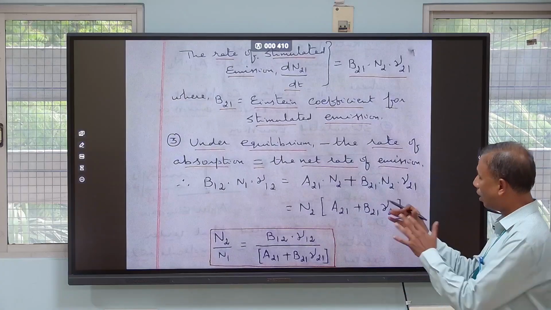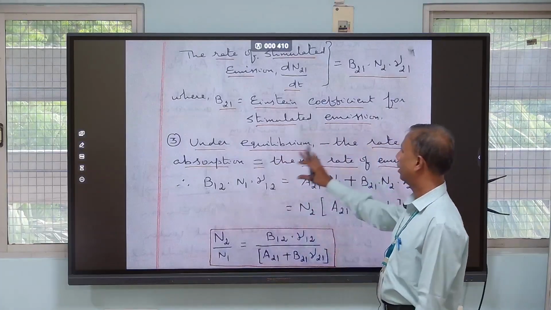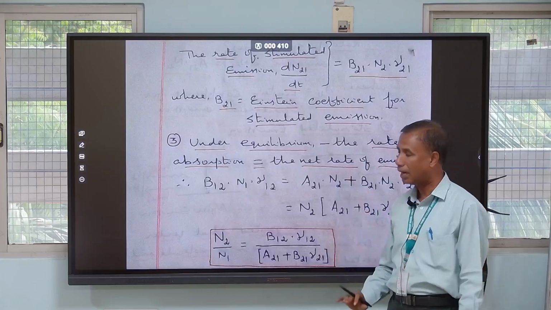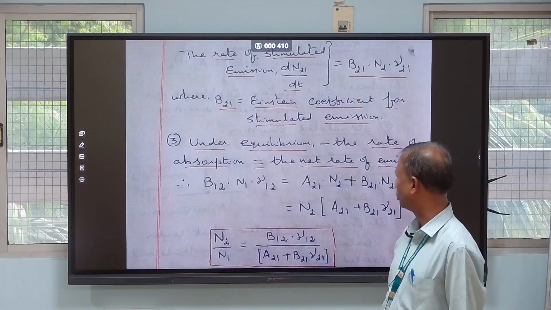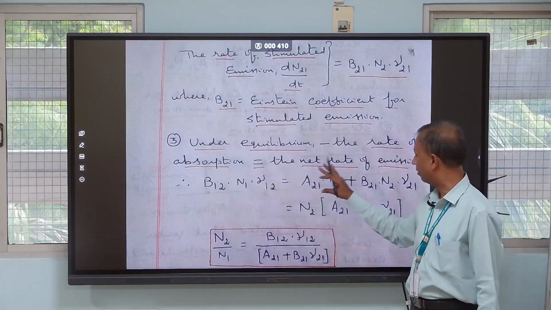Now, under equilibrium condition, the rate of absorption is equal to the net rate of emission. Now you are equating the equations from the previous slide. The rate of absorption is equal to the rate of emission.